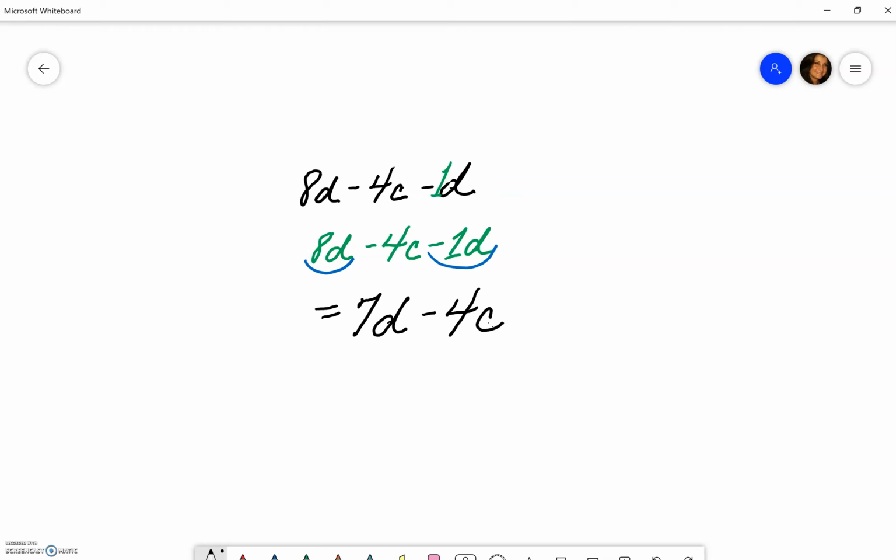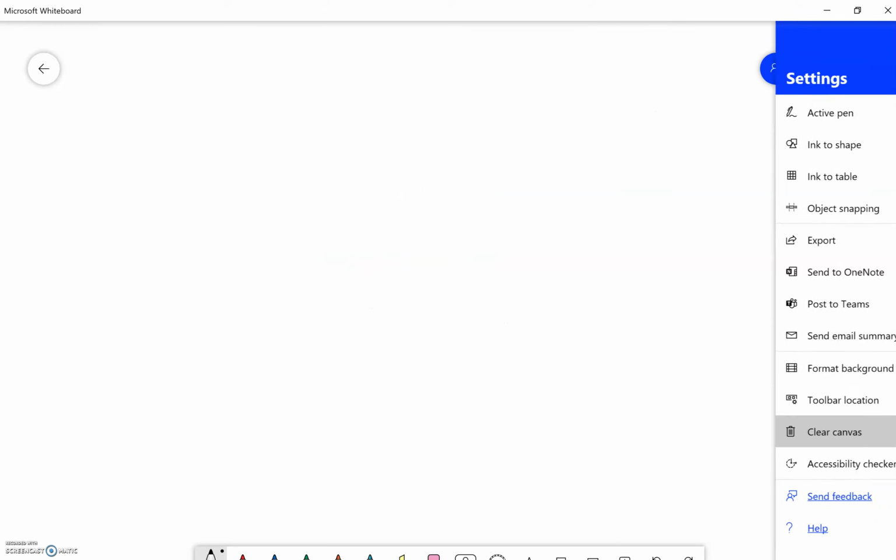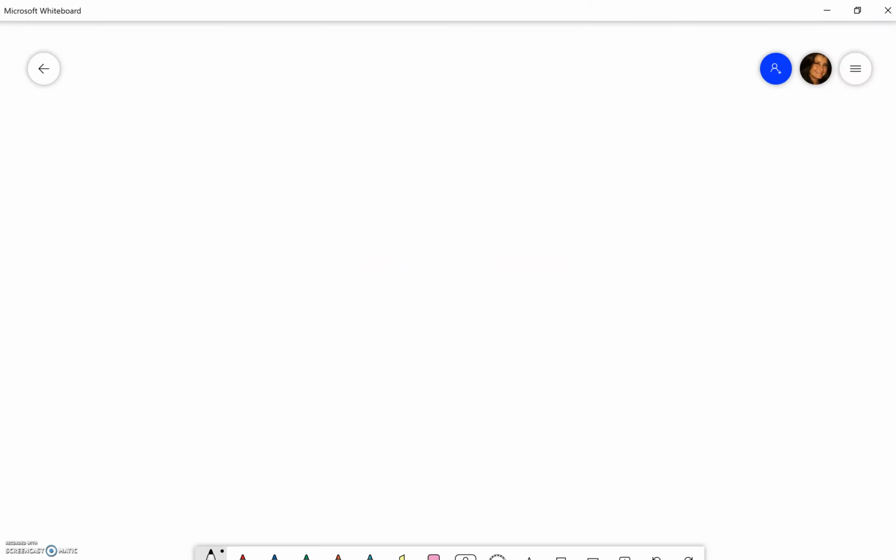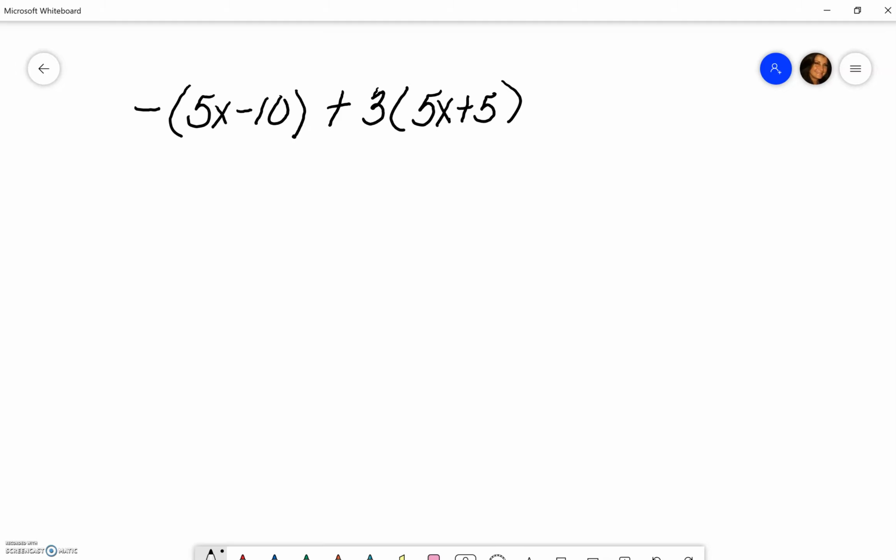All right, let's try this one. So if we have something like this, if we have a negative, and in parentheses we have 5x minus 10, and we're going to add that to 3 times 5x plus 5. All right, now this is the same concept over here.